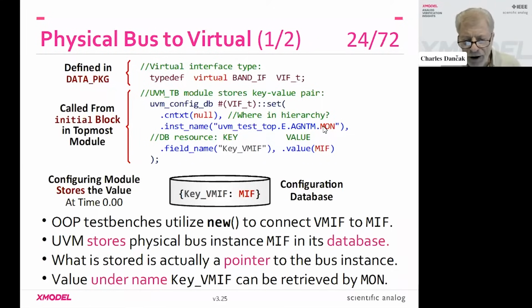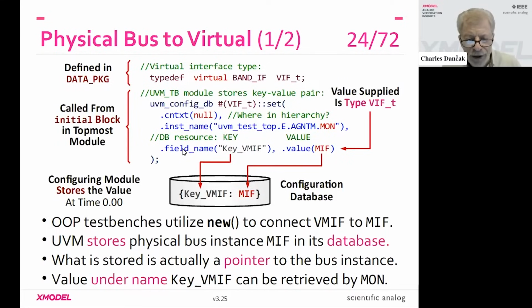So we've already covered this. So I'll just show that we're putting a resource, a name value pair, into the database. We have to reproduce this string name exactly when we do the get on the next slide. But there it is inside the configuration database.